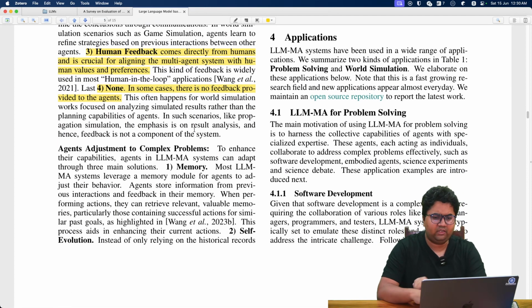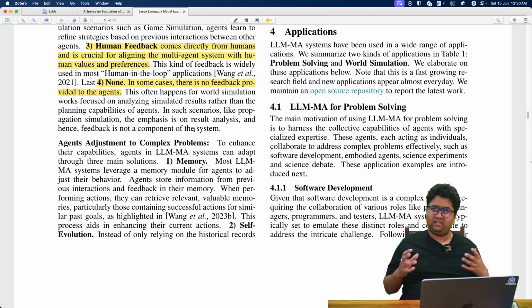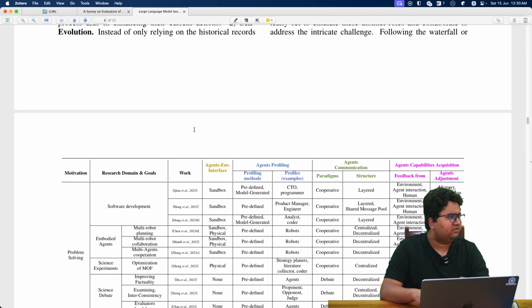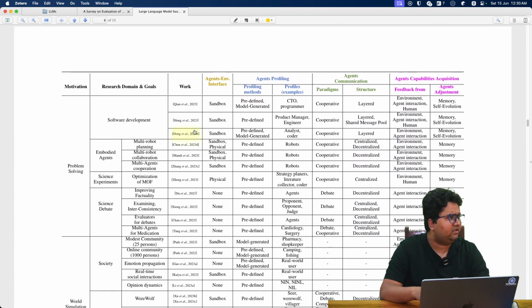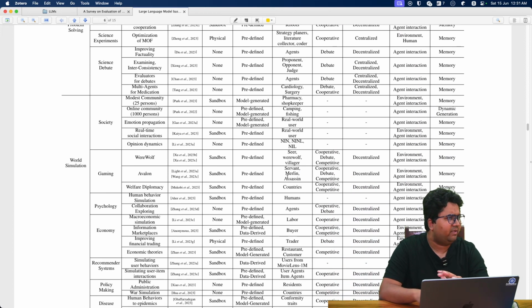So where can this come into use? A bunch of this could be problem solving. So very smart workflows. Think of workflows that can be done by people, or at least beginner friendly workflows, can be very easily done by agents. I'm not saying they cannot handle complexity at all. That's not the point. So the table gets into a bunch of different use cases and what's the work that has been done in this space, what sort of agent interfaces, profiling methods, the different profiles that have been done, agent communication, agent capabilities, acquisition, tons of it. So there's a bunch of stuff happening.